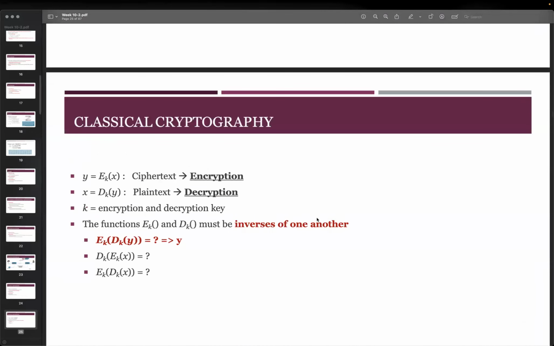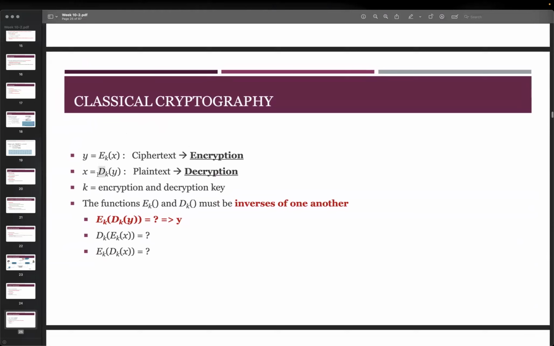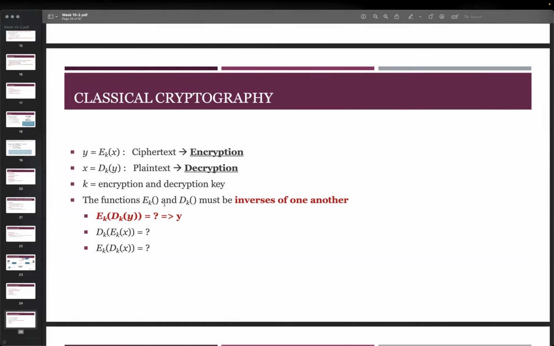When we look into classical cryptography, let's say we have Y, meaning we encrypt using K and pass the plaintext, and we receive the ciphertext. This is the process of encryption. For the ciphertext, we decrypt it by passing it, and then we receive X, the original message. Because it's symmetric, the key is always the same, so the encryption and decryption functions must be inverses of one another.